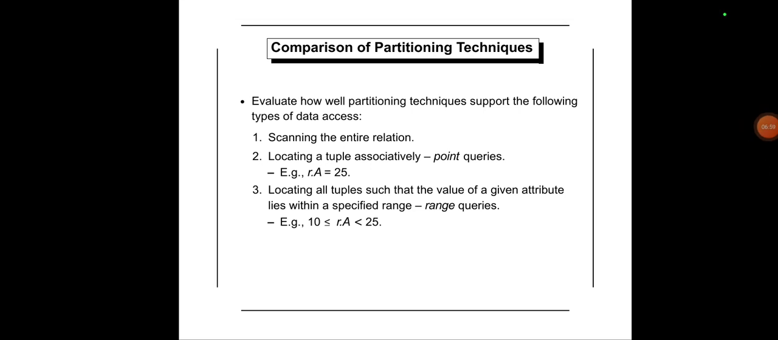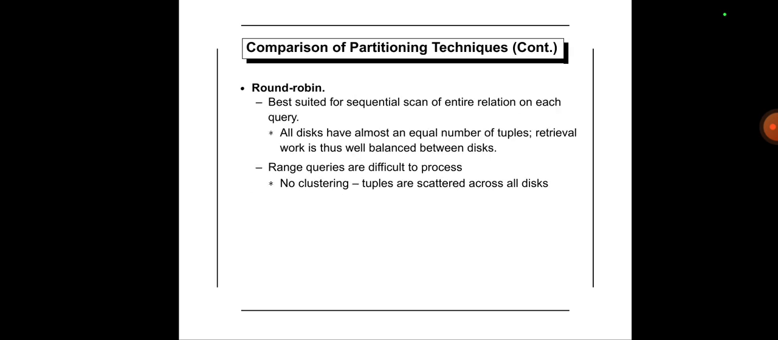Example: 10,000 < salary < 20,000. These queries are called range queries. The different partitioning techniques support these types of access to different levels of efficiency.